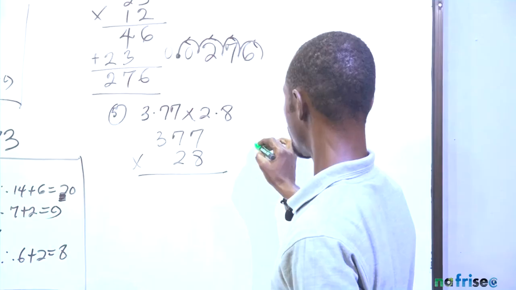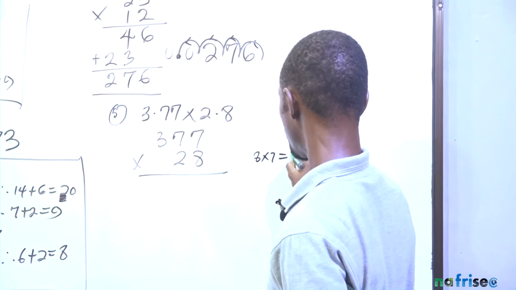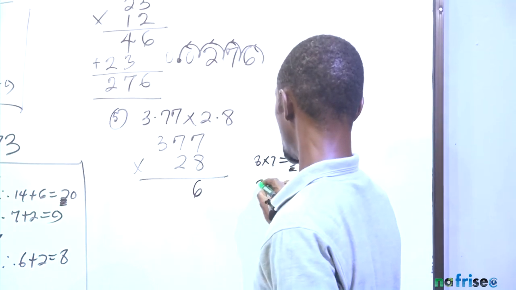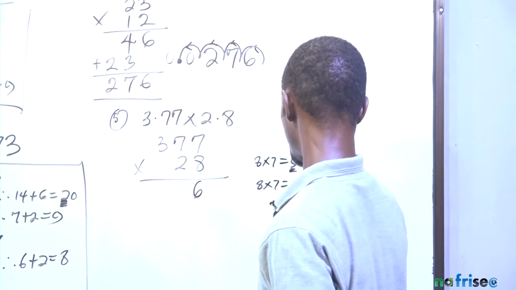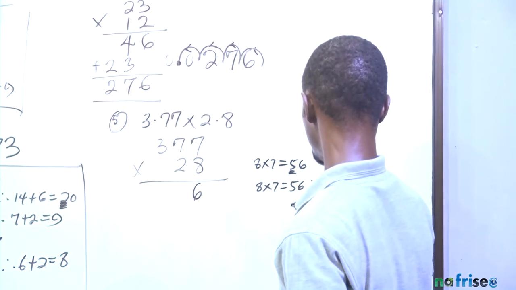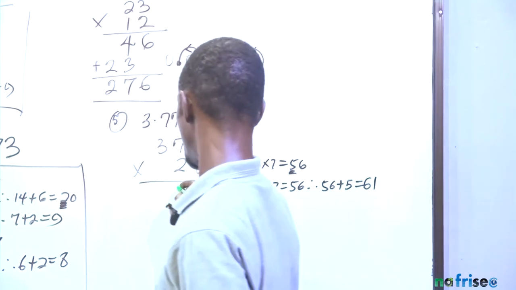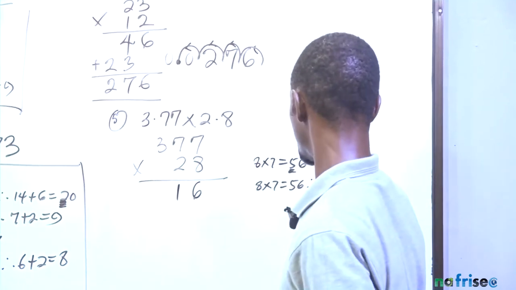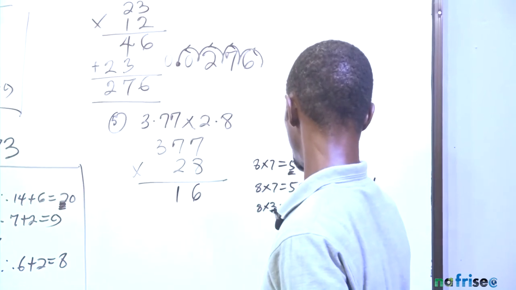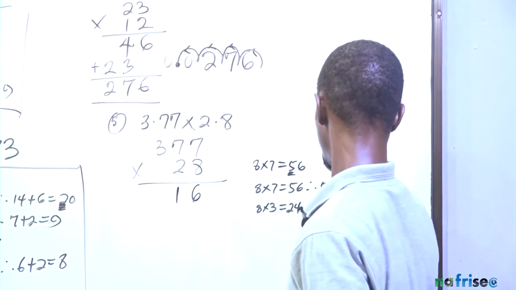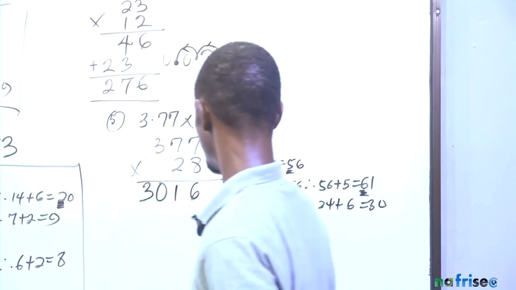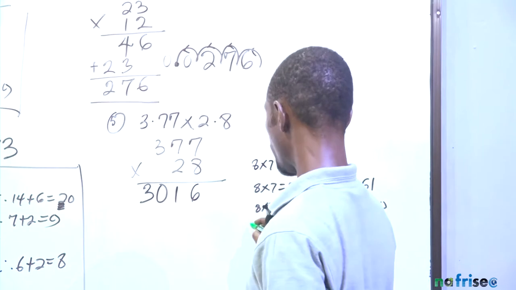Let's go. 8 times 7 is 56. You write down 6, you carry 5. 8 times 7 is 56. Therefore, 56 plus 5 will give me 61. So I'll write down 1, I'll carry 6. 8 times 3 is 24. Therefore, 24 plus 6 will give me what? 30. I'll write the whole of the 30 here. Okay, that's for the first set. Then I'll go to the next one.